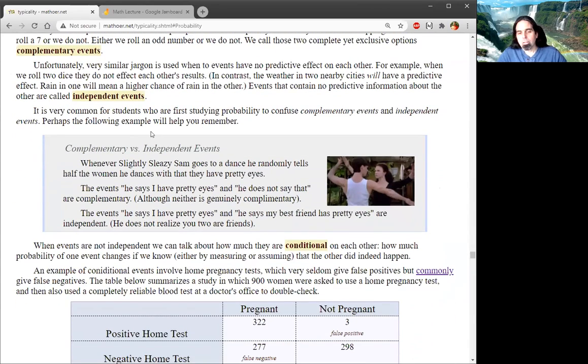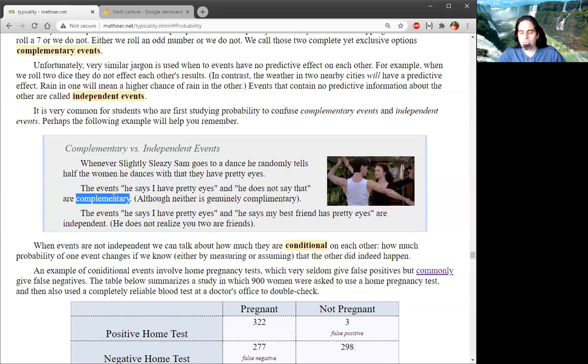So if you need some cute little story to help you remember that vocabulary, complementary versus independent events, by the way, Strictly Ballroom is a wonderful movie. If you haven't seen it, you should. Whenever slightly sleazy Sam goes to a dance, he randomly tells half the women he dances with that they have pretty eyes. The events he says "I have pretty eyes" and he does not say it are complementary, although neither is genuinely complimentary. So either he says it or he doesn't, can't do both, and he either will or he won't.